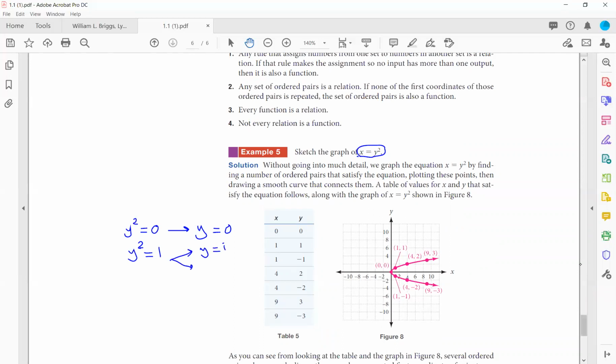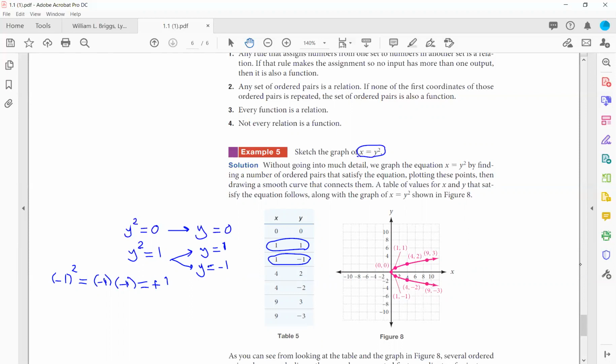Y can be 1, y can be minus 1. Why is that? If you plug in 1, 1 squared is 1 times 1, or 1. If you plug in negative 1 for y, you get negative 1 squared, which is negative 1 times negative 1. Negative times negative is positive 1. So the outcome is equal to 1. When x is 1, you have two different y values.